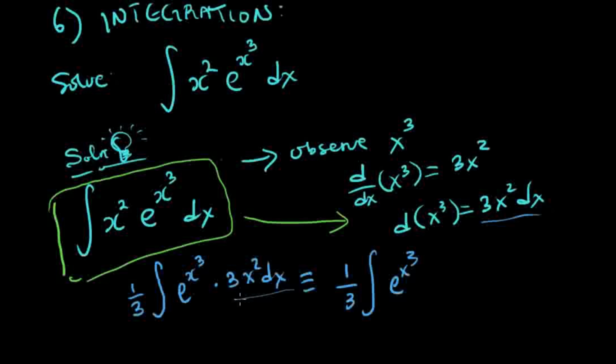Then this whole term 3x squared dx can be replaced by d of x cubed. Okay, so now you want to perform this integral, and if you're performing this integral, you will agree with me later on in this course that the answer to this is just exponential x cubed plus constant of integration. So this is where you stop integrating.